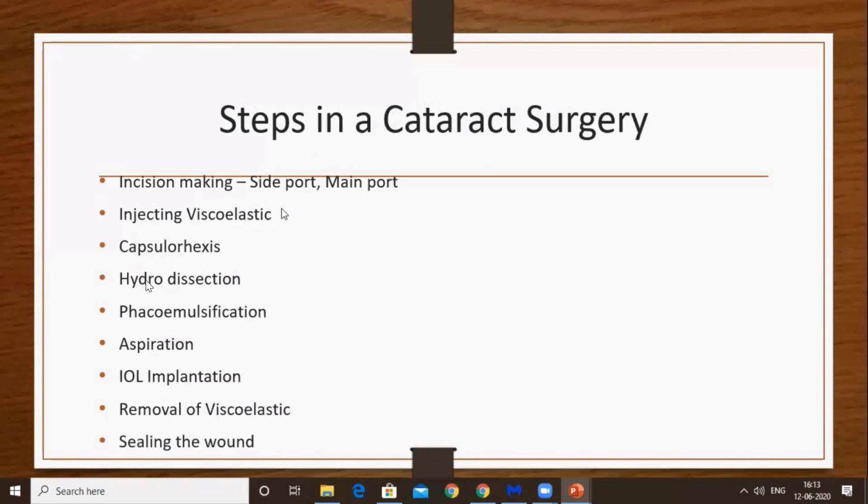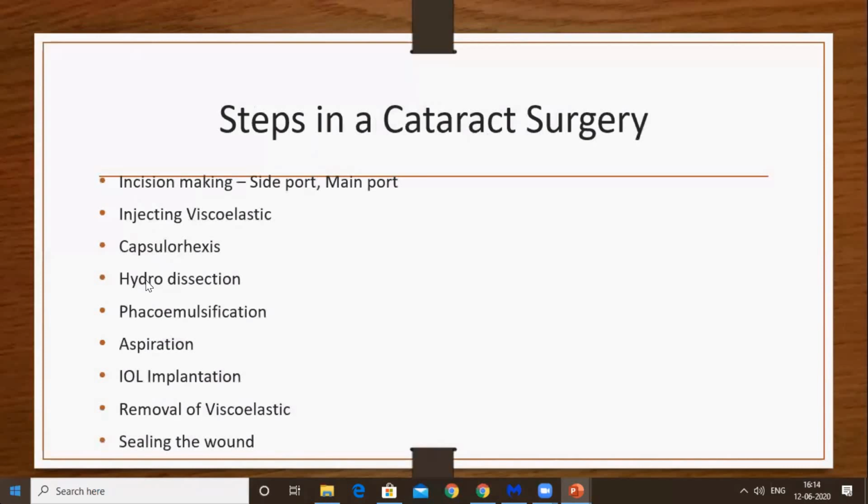After making the incision, the doctor will inject the viscoelastic to make the anterior chamber firm, so that there will be no corneal endothelial loss, and it also always keeps the eye in its proper shape. After injecting the viscoelastic, the doctor will do the capsulorhexis. Capsulorhexis is nothing but the doctor tearing off the anterior lens capsule, so that the doctor can access the cataract, which is nothing but the nucleus of the cataract.